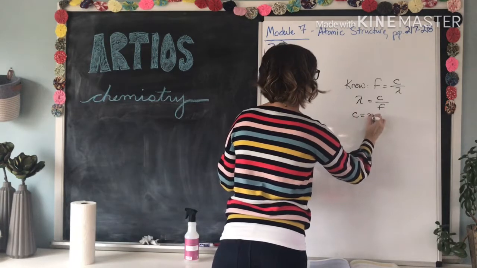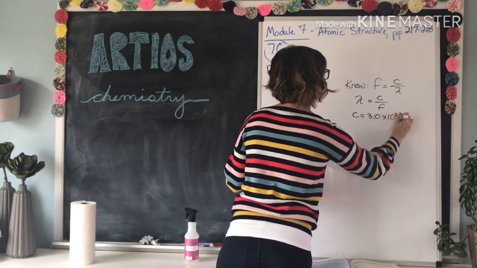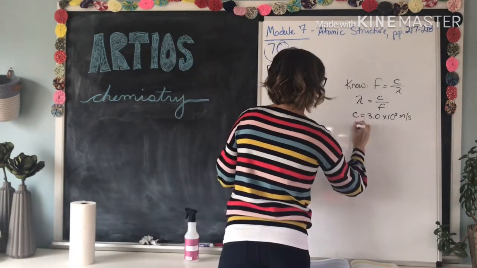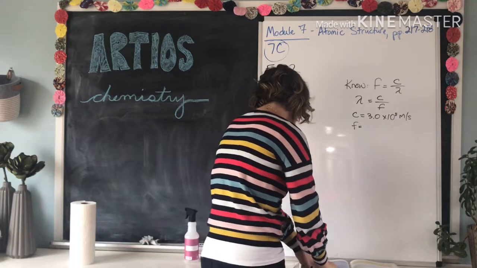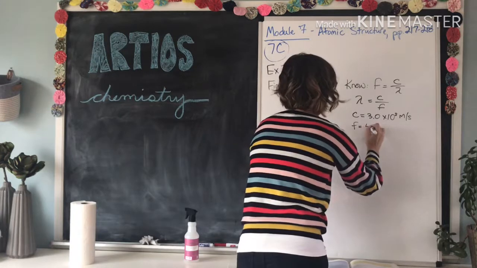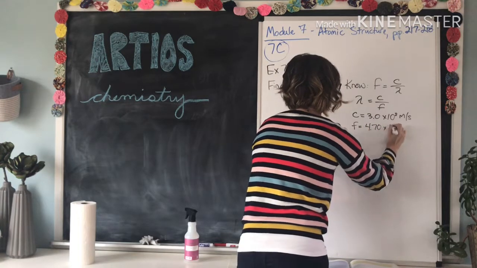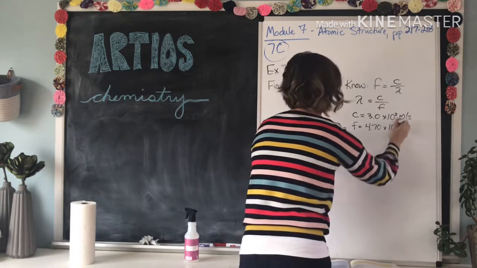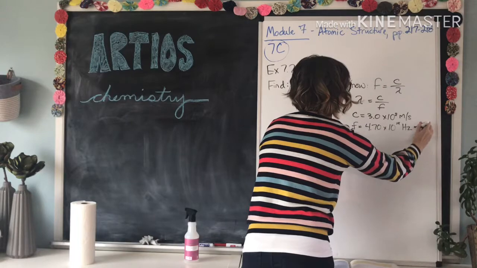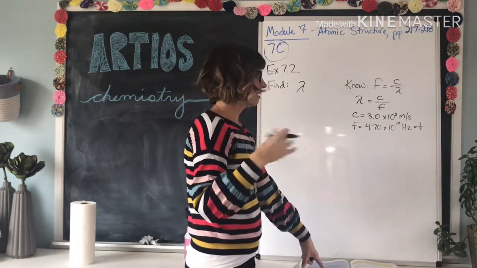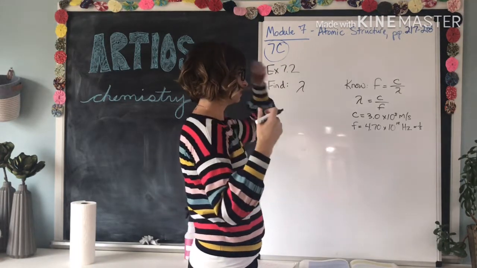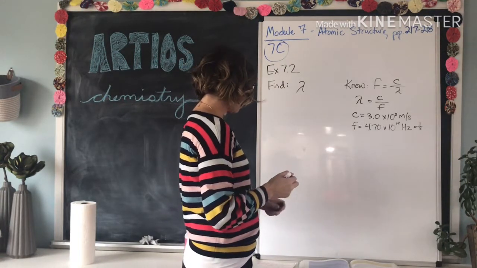We know C equals 3.0 times 10 to the 8th meters per second. That's how fast light moves. And we know that the frequency is, got to look back to our problem, 4.70 times 10 to the 14th hertz, or 1 per second, okay? So that's how many times the crests are hitting a certain point. That's what frequency is. All right, let's solve for wavelength.